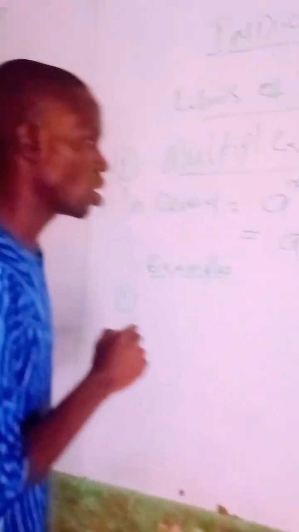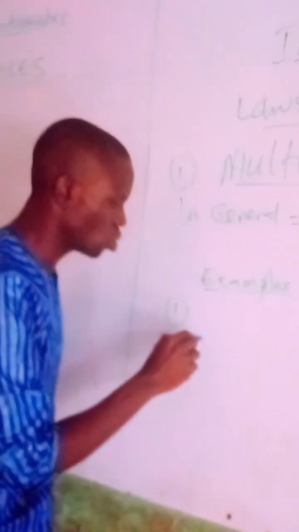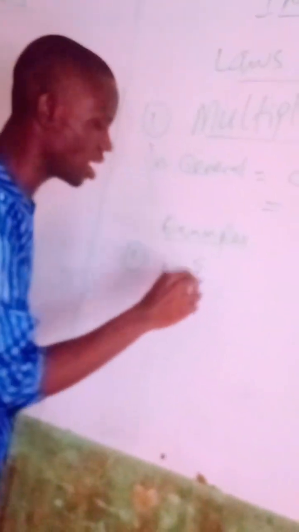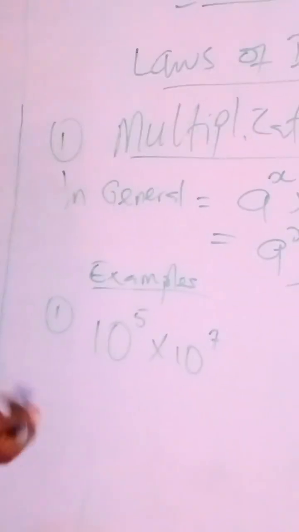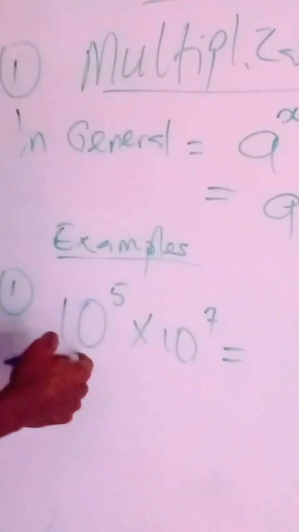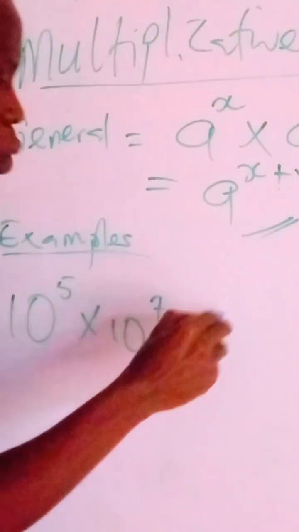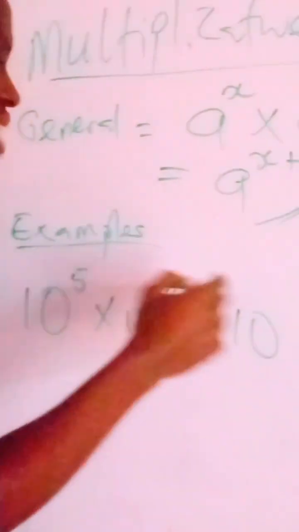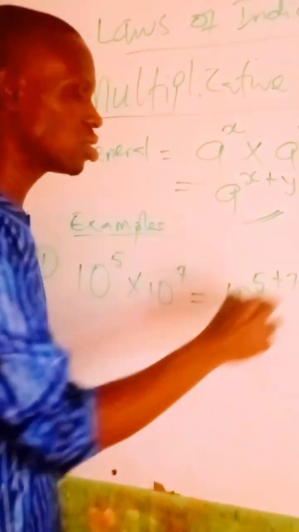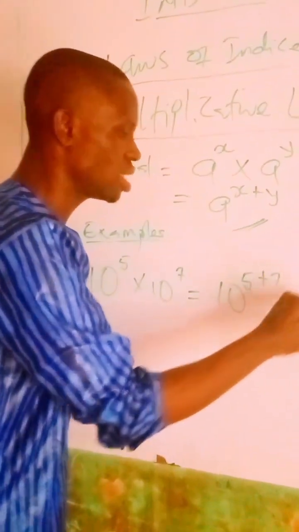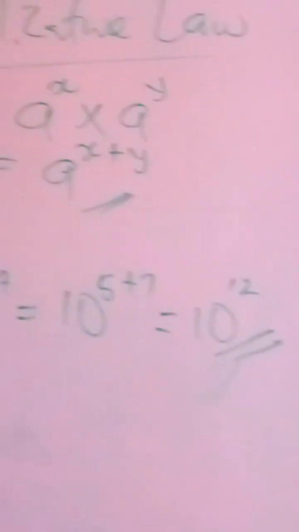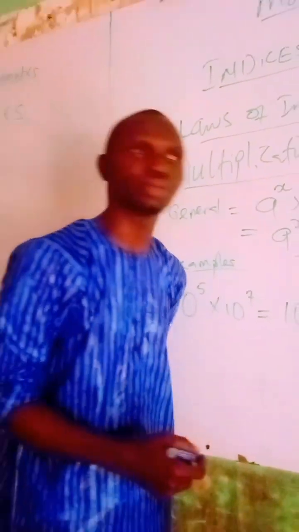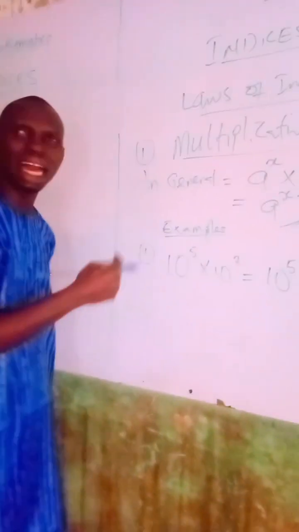Number 1. Let's say we want to find 10 raised to power 5 times 10 raised to power 7. This law says that since the bases are the same, we pick one of the bases, and we have the power 5 plus 7, and that will give us 10 raised to power 12. I think you understand that. Very good.